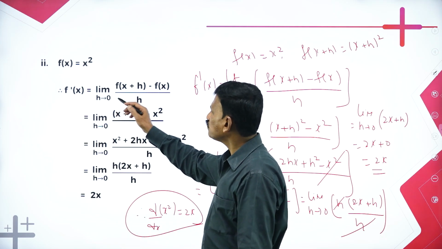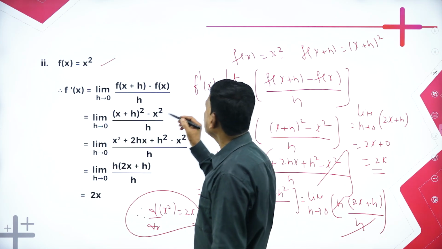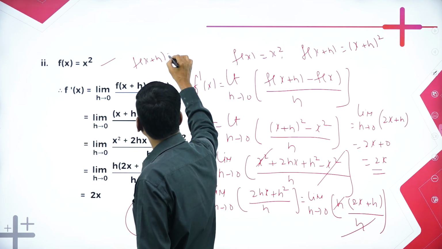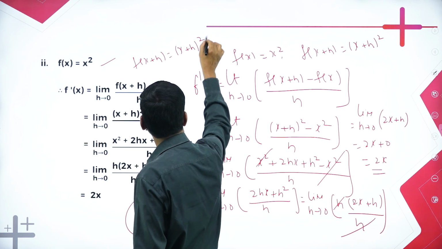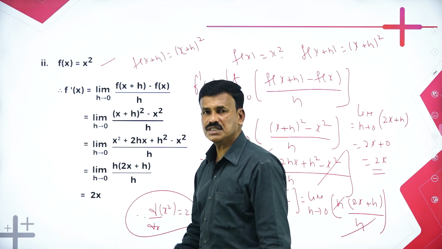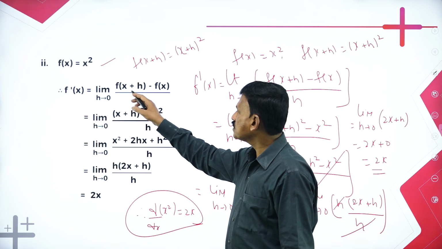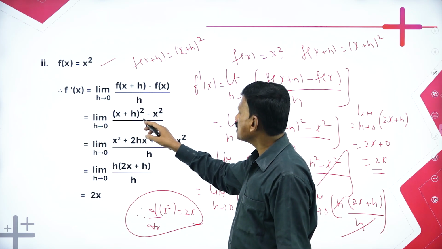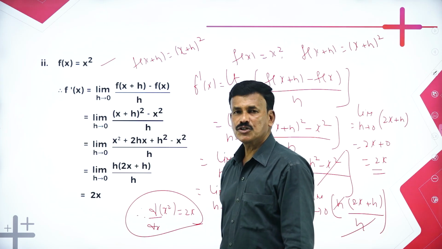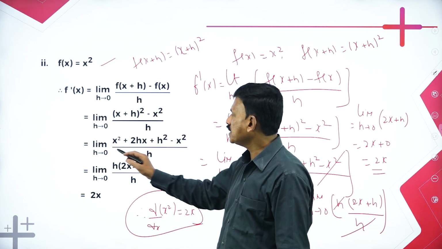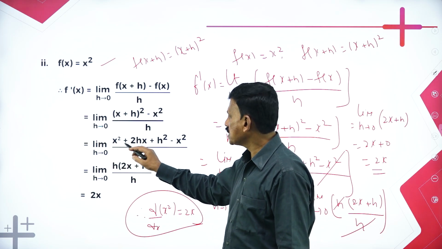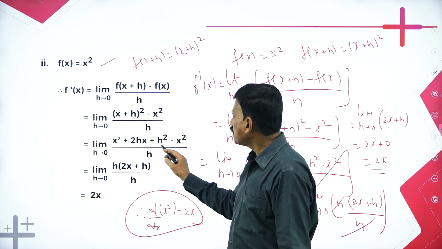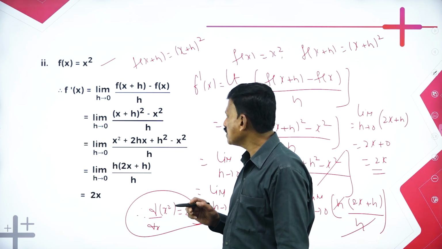See, if f of x is equal to x square, then f of x plus h can be written as x plus h whole square. Now what is the definition? f dash of x is equal to limit h tends to 0 of f of x plus h minus f of x. That is, f of x plus h is x plus h whole square minus x square divided by h. Now you can apply the formula a plus b whole square. Limit h tends to 0 of x square plus 2hx plus h square minus x square.